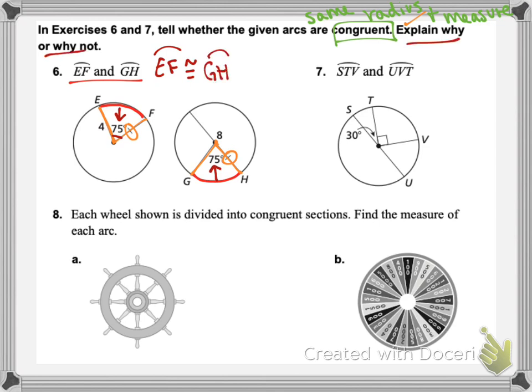It does say explain why or why not. This would be because they have, if we want to be particular, congruent arcs. Oops, sorry. Well, we could say congruent arcs first, and congruent radii. We don't need a comma. Congruent arcs and radii. So that would be the final answer.